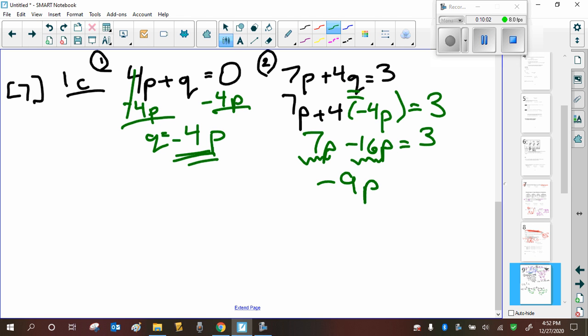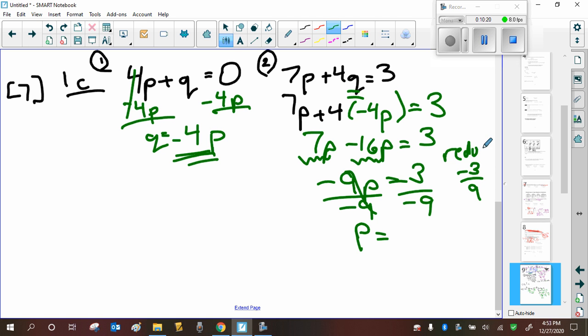So negative 9p, keep the p, divide by negative 9, and there is our fraction. Okay, so this is negative 3/9, which we're going to reduce to negative 1/3. Okay, hopefully you see how that is. Divide both top and the bottom by 3. That's 1. Third step is to sub a fraction.